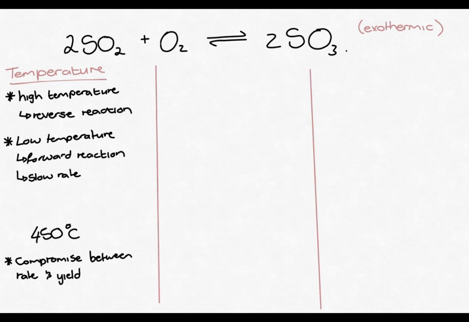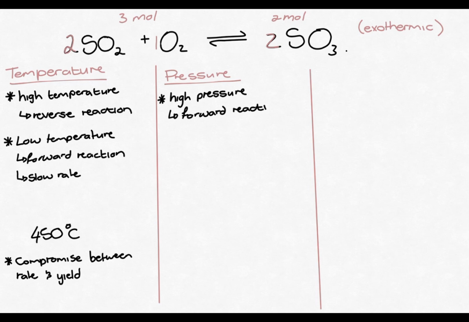So the second variable that we're going to have a look at is pressure. Now, again, for us to understand how pressure affects this reaction, we have to look at the amount of moles. So for our reactants, we have 2 moles of sulfur dioxide and 1 mole of oxygen. So this gives us a total of 3 moles of reactants. For our products, we have 2 moles of sulfur trioxide, so a total of 2 moles for our products. So if we increase the pressure of the reaction, it will favor the forward reaction because there are fewer moles of gas product. So a higher yield of products will be made.